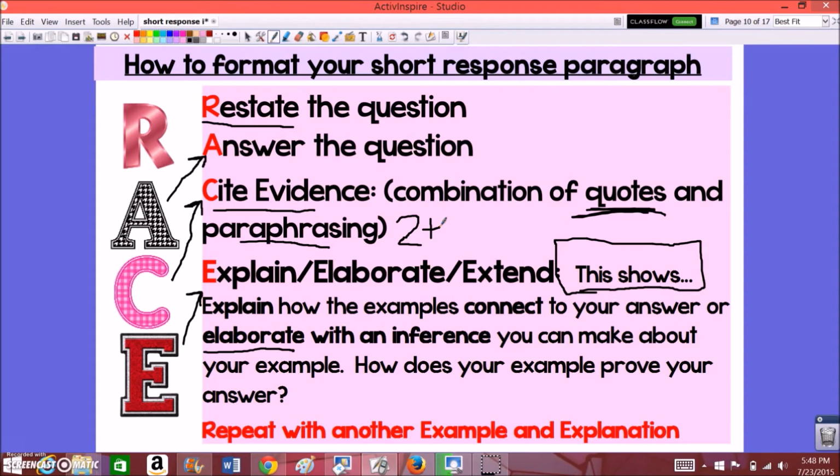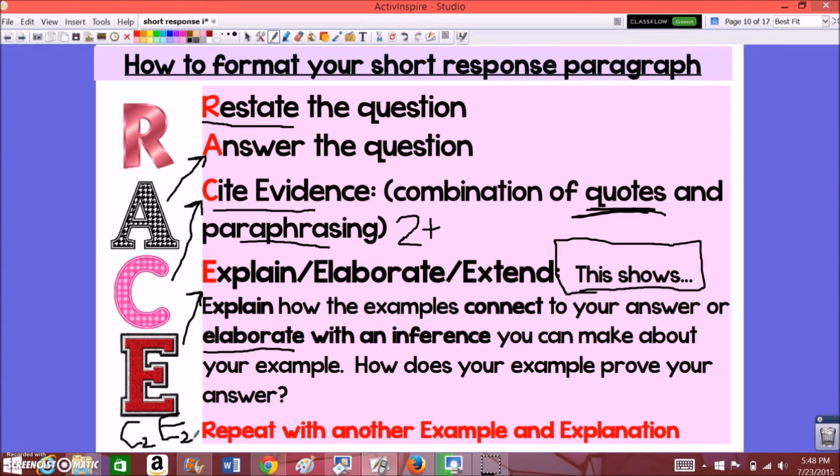Other times, especially if the evidence is different, if one piece of evidence, for example, comes from the beginning of the story and maybe the second comes from the end, then you're going to want to do almost like RACE and then another C and E. Meaning, you're going to want to restate, answer the question, give a piece of evidence and explain it, and then give a second piece of evidence and explain that second piece of evidence.